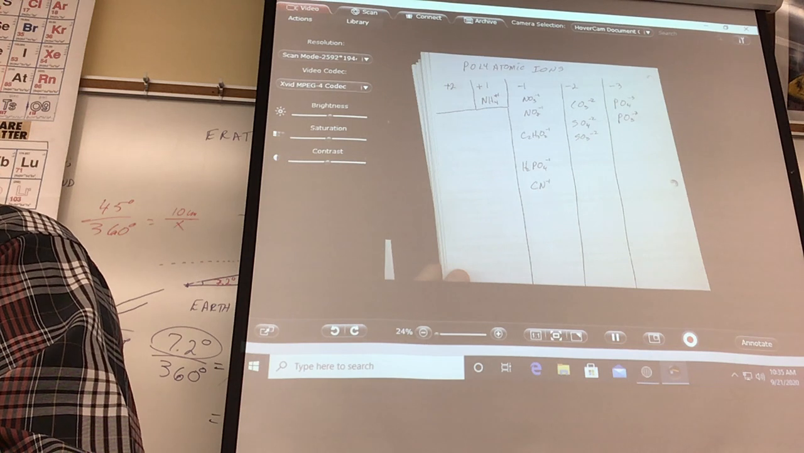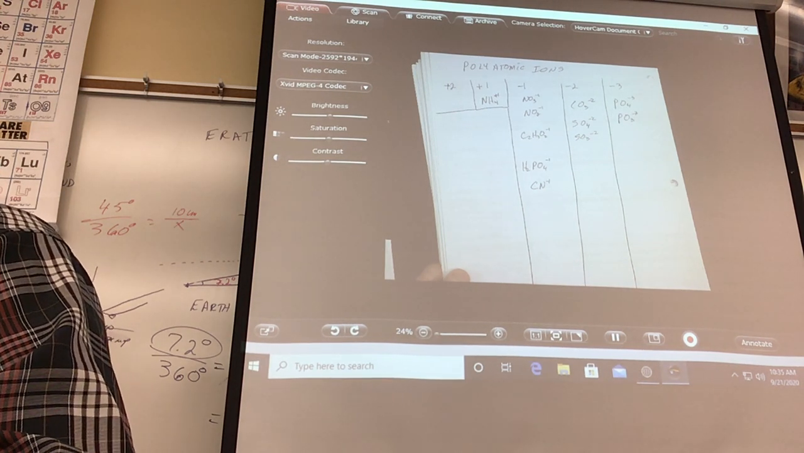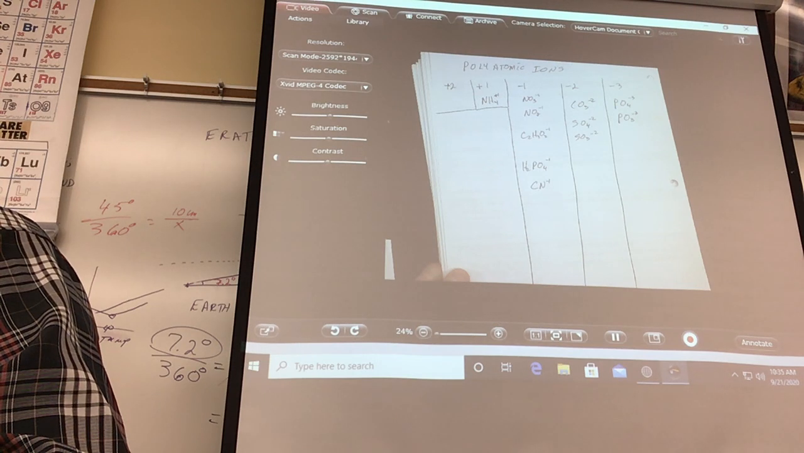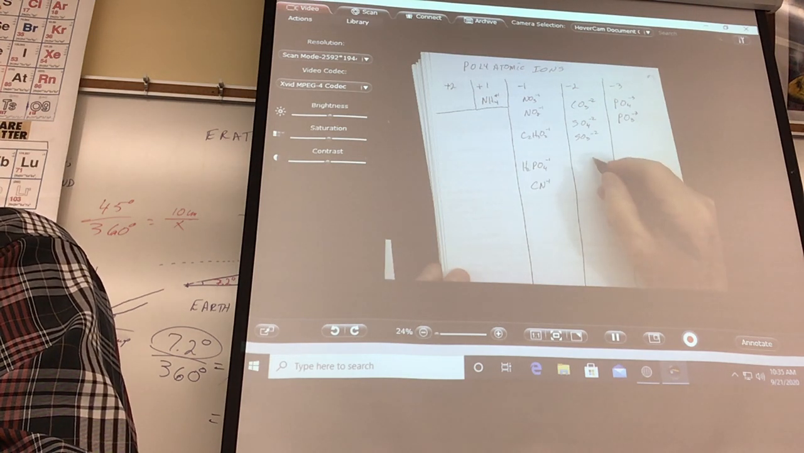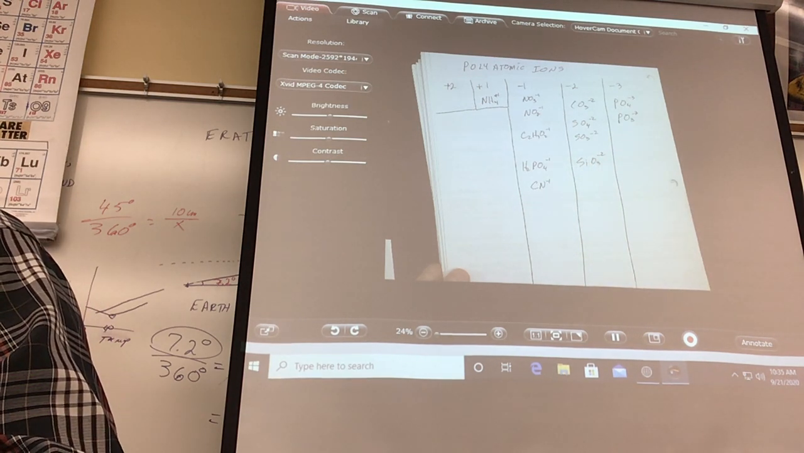All right. Carson, you weren't here, but silicate. All right, what's the charge? -2? What is it? SiO3. And what's the name? Silicate.